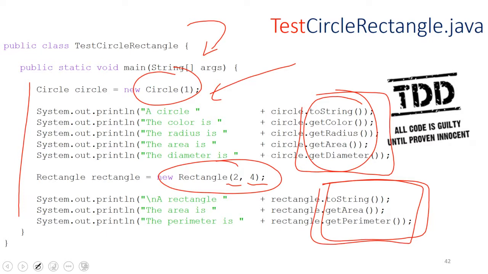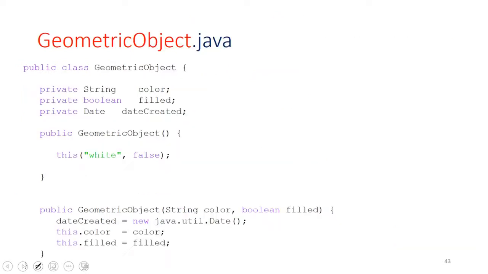Now we have to write the class circle, the class rectangle, and then the class geometric object, because both of these are going to inherit from it. So let's start by the topmost class, okay, the most general purpose class. Public class geometric object. So here are the three attributes that we identified at the beginning of this lecture as being common to circle and rectangle.